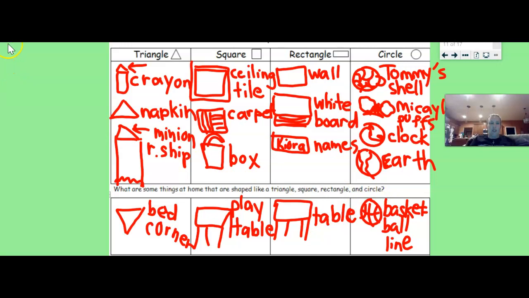I'm going to ask you to find some things. I'm going to put up an extra sheet so you can try to do it at home. And I hope you have fun looking for some shapes at home. Happy shape hunting!